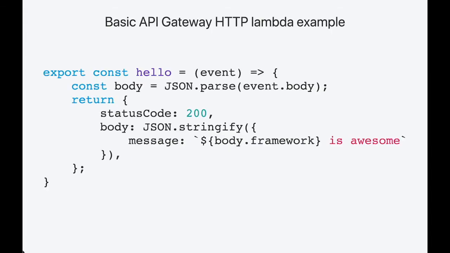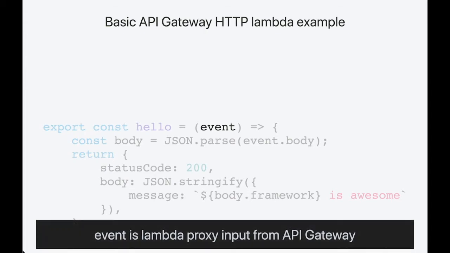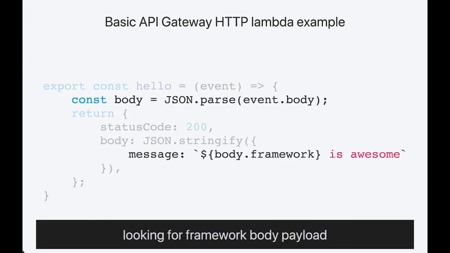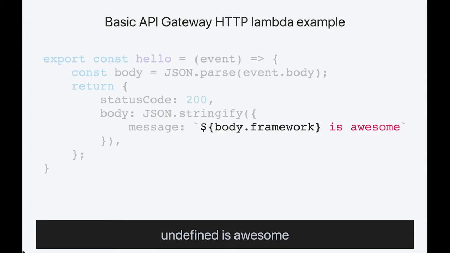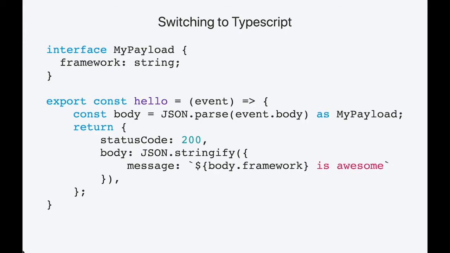Let's take a first look at the basic HTTP Lambda example. Here we have a function taking as an input an event, which thanks to Serverless will be the request object of our HTTP Lambda. We will extract the body from this event, and using the framework attribute of the body, we will return an HTTP response saying that whatever this attribute is, it's awesome. The only problem is that the framework attribute can be undefined, and the response would be "undefined is awesome". So the first thing we might do using TypeScript is to define a new interface.